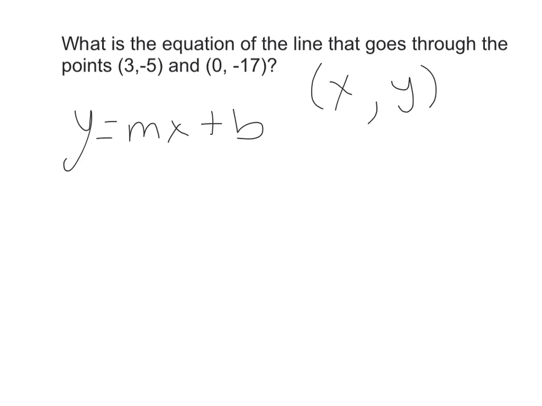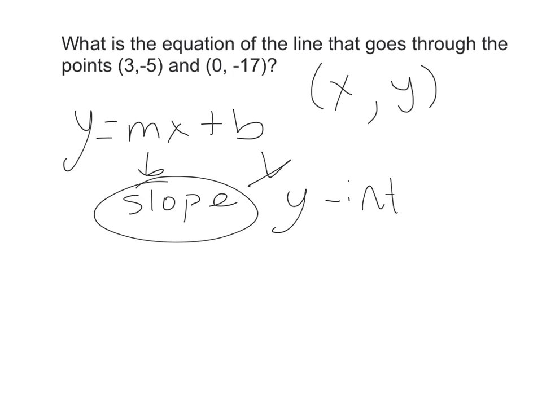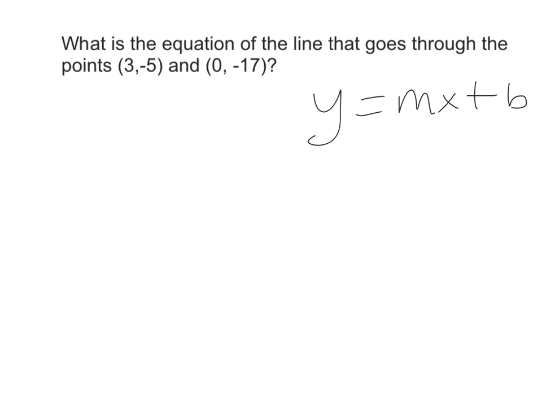What two pieces of information do we need to know in order to graph a line? We need to know the slope, and we need to know the y-intercept. These are two things that we need to come up with before we can graph a line. The first thing that I'm going to come up with is the slope. So I just rewrote the equation over here, and I'm going to find the slope.